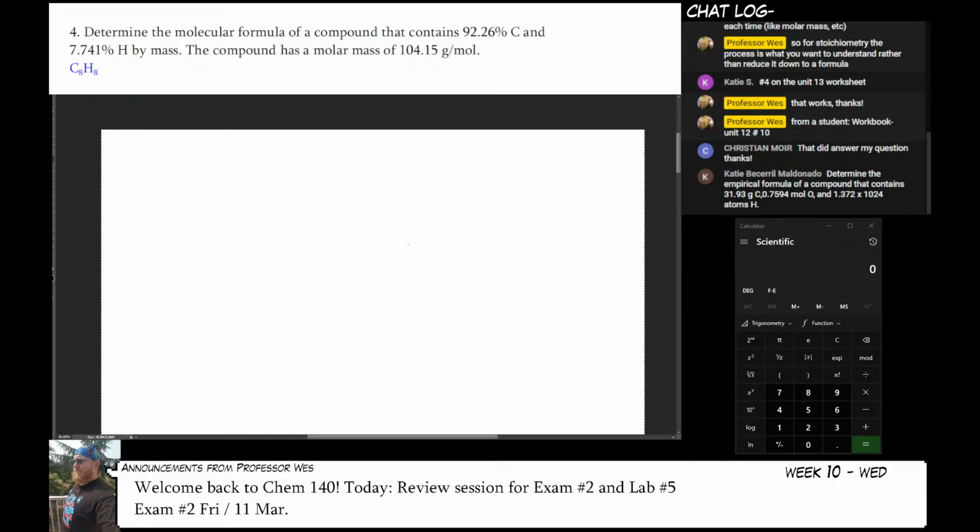Okay, so for number 4 here, I have a compound that is 92.26% carbon and 7.741% hydrogen. And I know that the molar mass is 104.15 grams per mole.